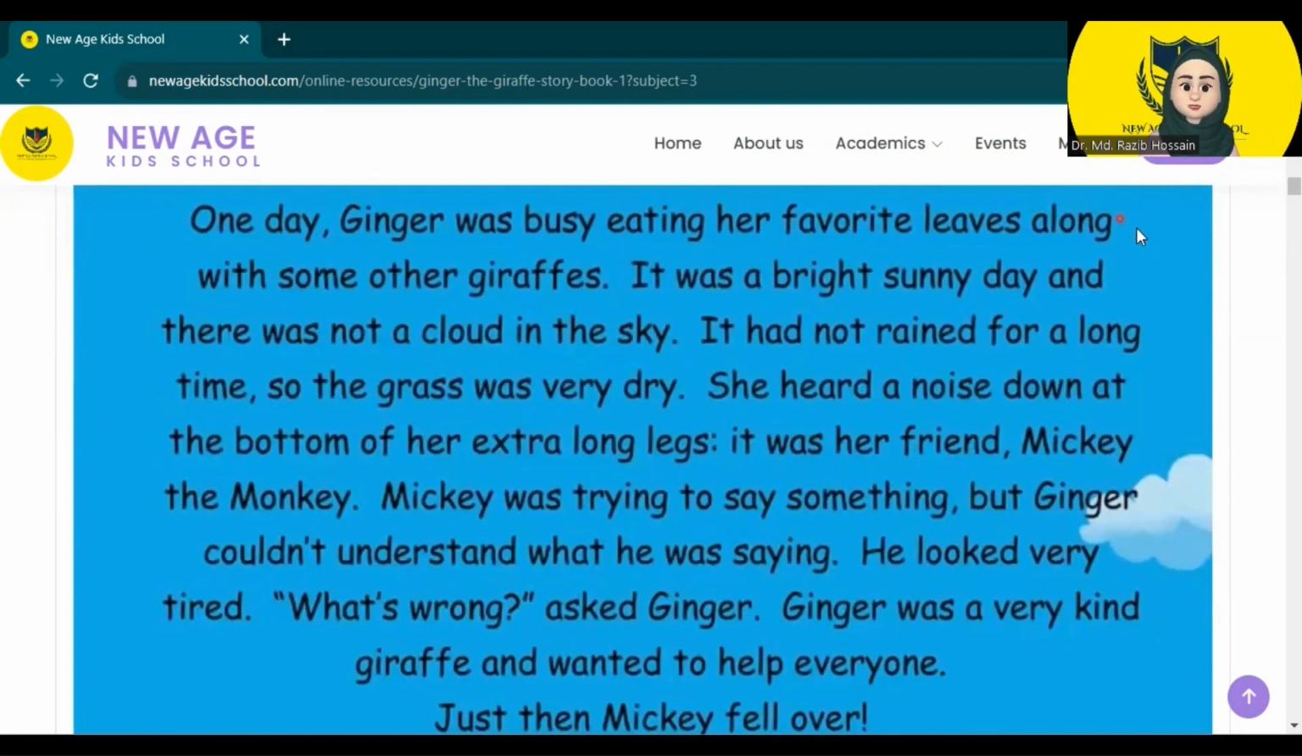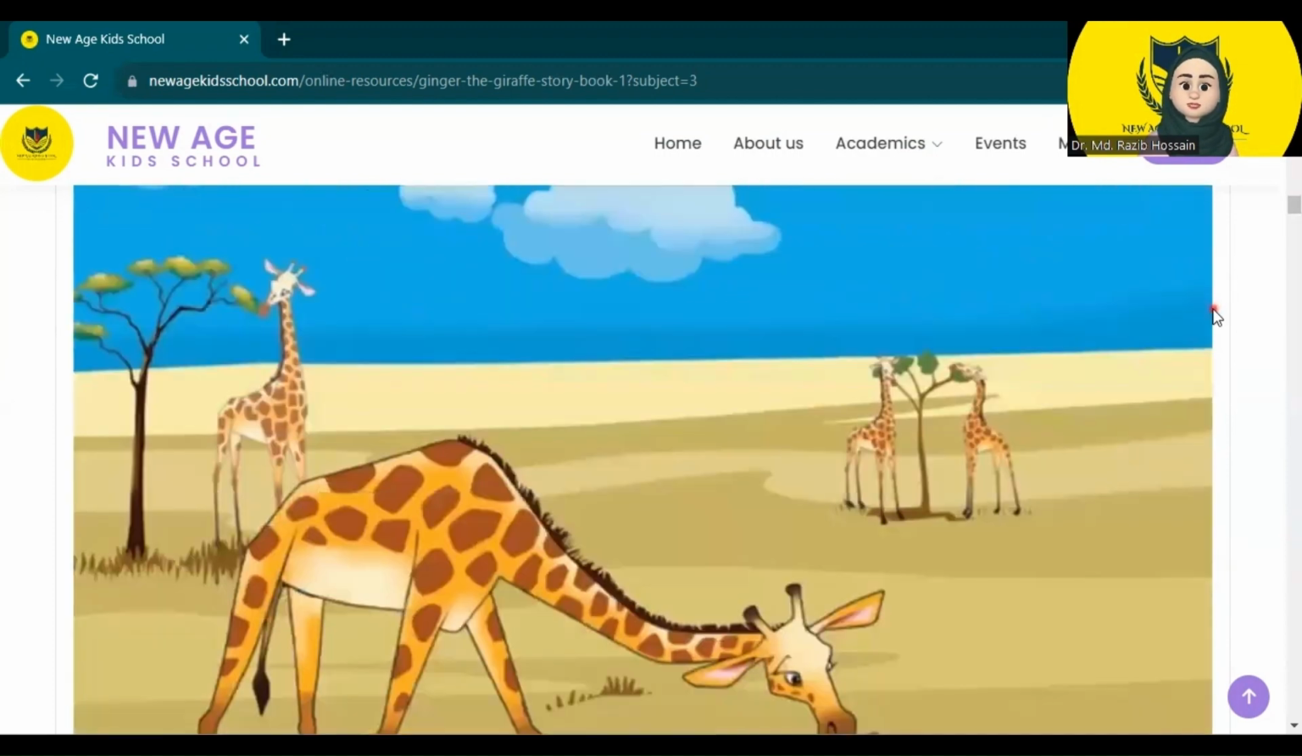In this para, we learned about Ginger's friend, Mickey. And it was a sunny day and there was no cloud because it had not rained for a long time. While Ginger was eating grass, she heard a noise and then she saw her friend Mickey the monkey. Mickey was trying to say something to Ginger, but Ginger could not understand what Mickey was saying because he looked very tired. Ginger asked her friend, "What's wrong with you, my dear friend?" Just then, Mickey fell over. He fell down.